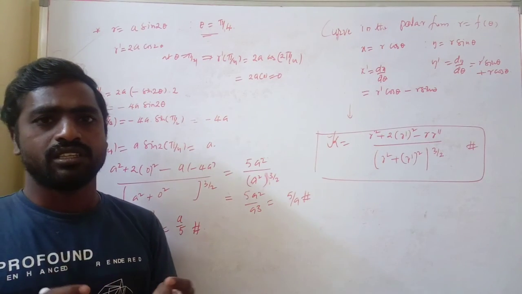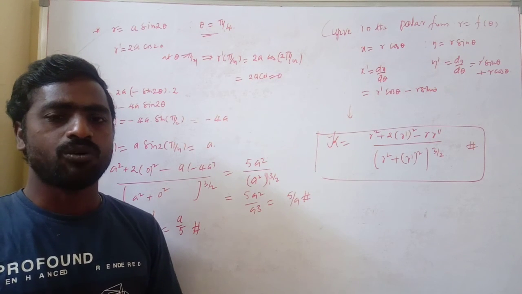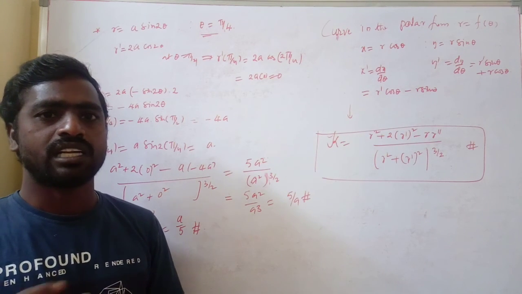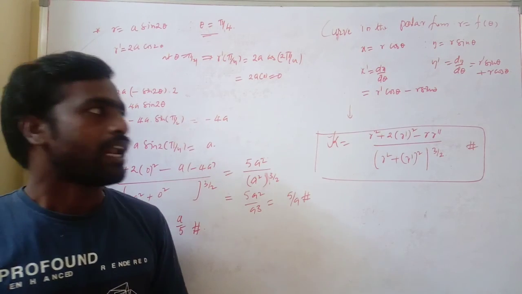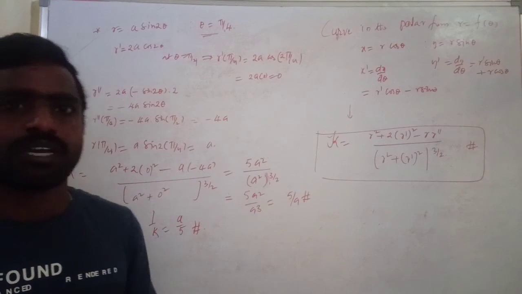So this is the procedure to determine the curvature of the given curve, whether it is in polar form, Cartesian form, or parametric form. Whatever the form, you can derive it easily. Thank you.